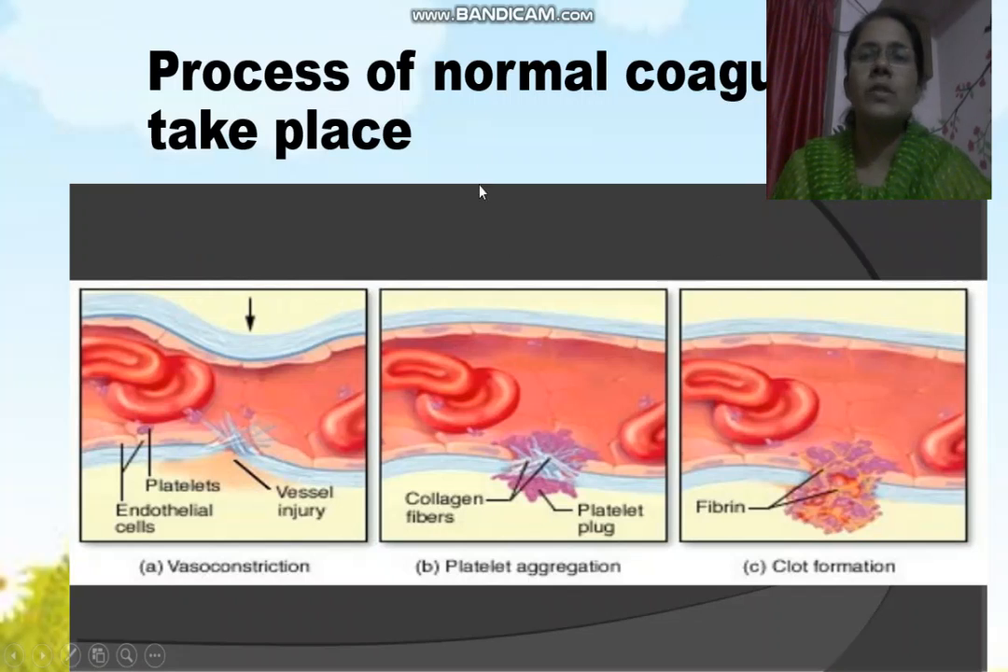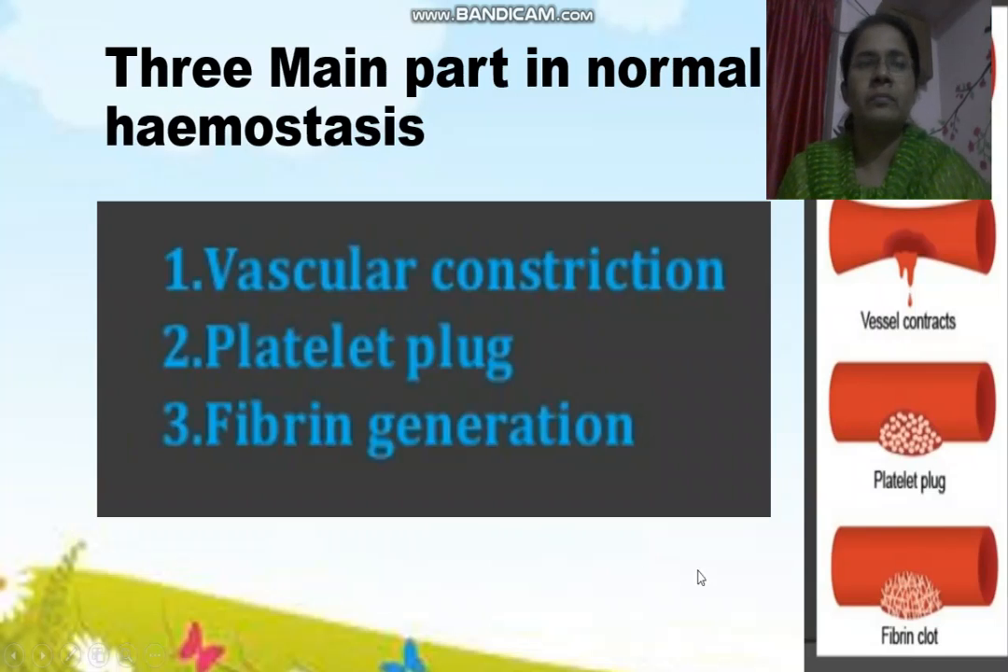Similarly, the process of normal coagulation takes place: vasoconstriction, platelet aggregation, clot formation. You can see from this picture also, when a vessel gets injured or damaged, the vessel contracts, a platelet plug forms, and a fibrin clot is also formed.